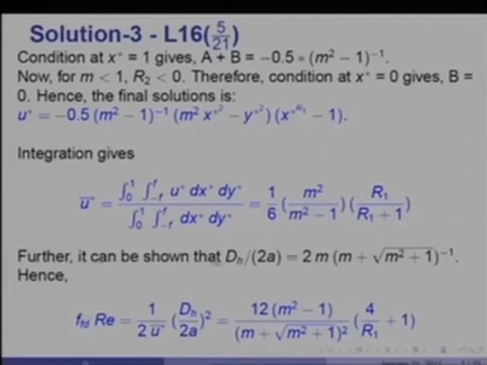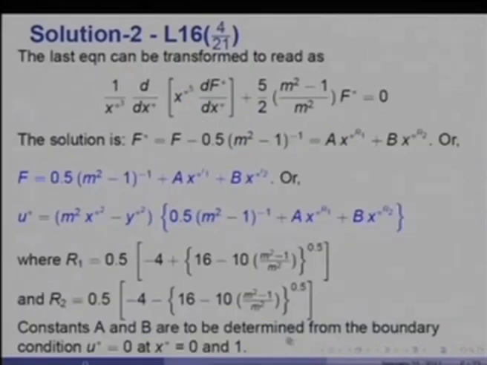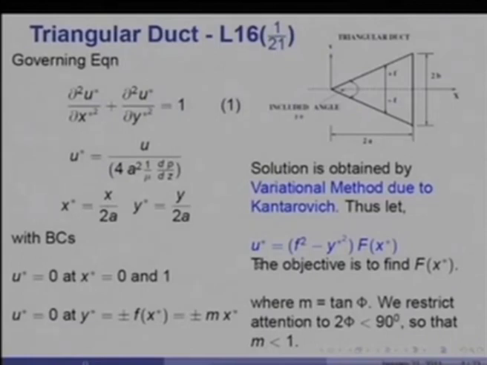Further, the hydraulic diameter for this particular triangle can be shown to be equal to 2 m into m plus square root of m square plus 1 raised to minus 1. And hence, friction factor multiplied by Reynolds number is a function of m, that is the tangent of the half angle, and a function of r 1, and r 1 as you remember is again a function of m. So, in this particular problem, after considerable mathematical manipulations, we have shown that the friction factor would be a function of the included angle.